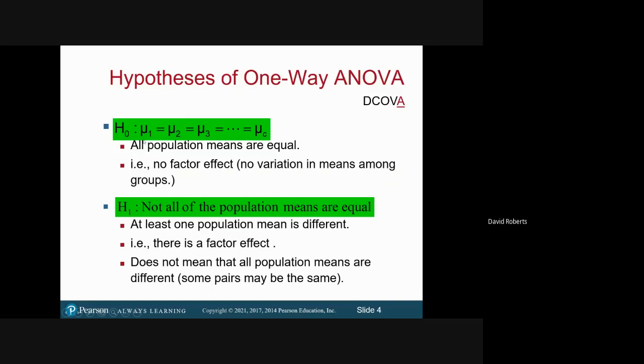H0 is always that they're equal, so there's no variation, they're the same, or close enough that they're considered to be the same, and of course close enough that we can statistically calculate. And H1, the alternative hypothesis, is that the populations are not equal, and at least one of them is different.